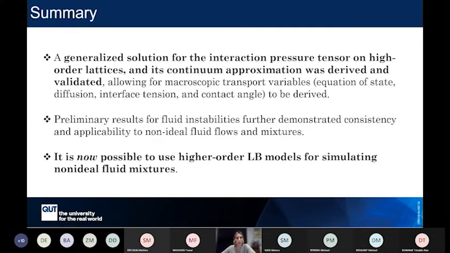On top of that, we've got the continuum approximation that was derived, from which we can retrieve the macroscopic variables such as diffusion, surface tension, and contact angle, as I showed. And looking at fluid instabilities, the modeling seems quite robust to those instabilities, and the consistency between those different lattice structures is also giving us confidence that the development that we've made is correct.